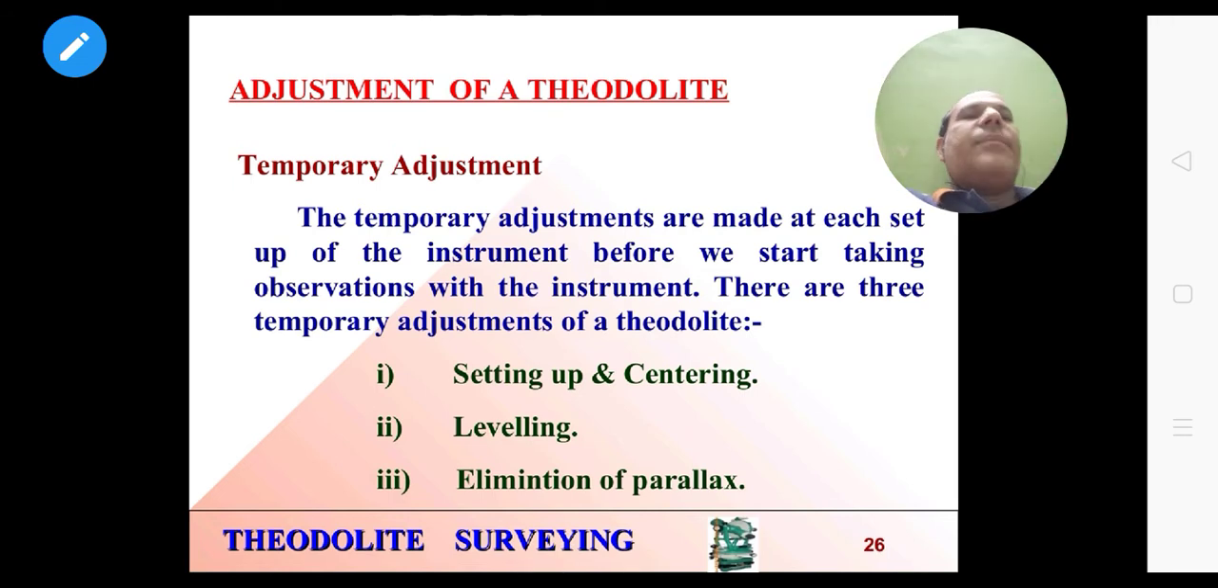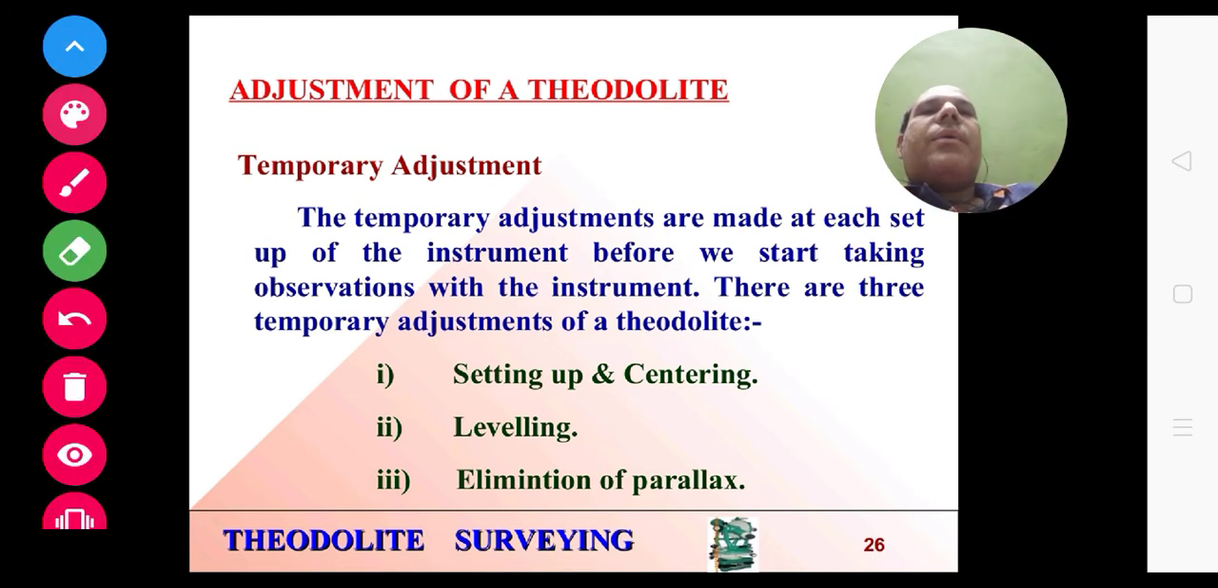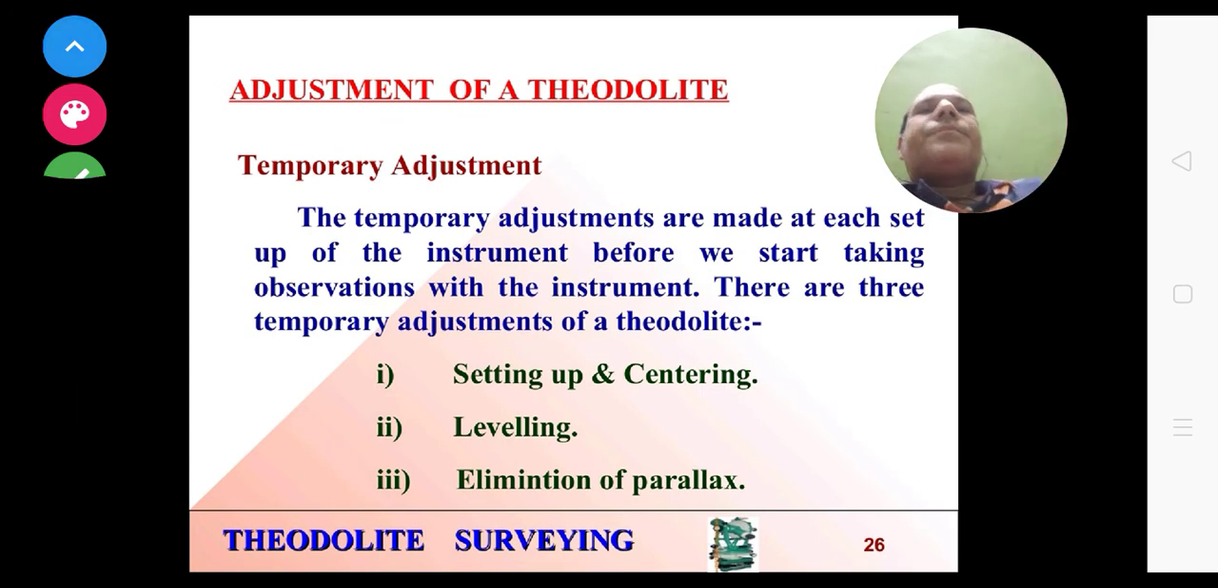That is leveling. The third adjustment is not given over here, but I am writing it. The third adjustment is centering, that is centering the instrument exactly over the station.